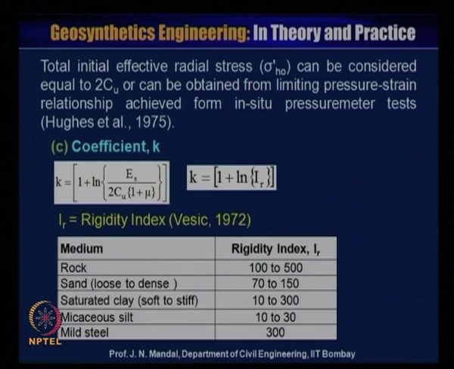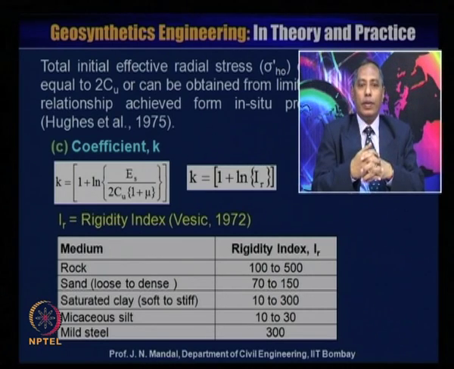So, the total initial effective radial stress sigma H0 dash can be considered equal to 2 into Cu, or can be obtained from the limiting pressure strain relationship achieved from an in situ pressuremeter test, Hughes et al. 1975. Now, see the coefficient K. K is equal to 1 plus ln Es divided by 2 into C into 1 plus mu, or K is equal to 1 plus ln of IR. Now, IR is the rigidity index, that is Vesic 1972.